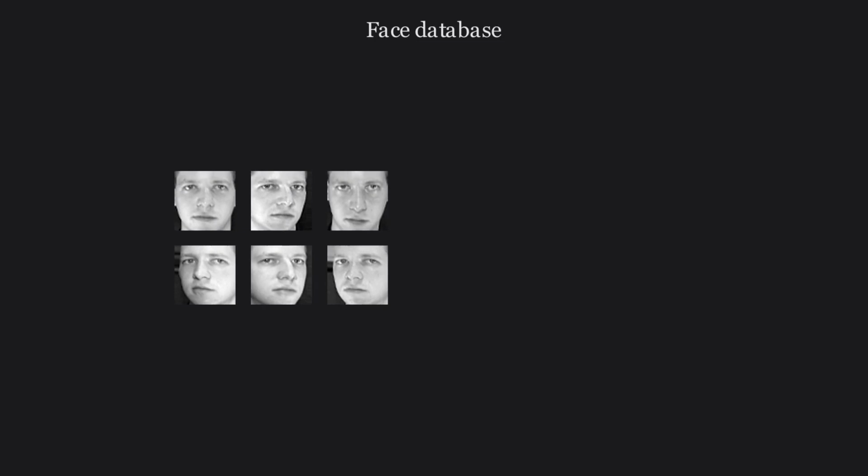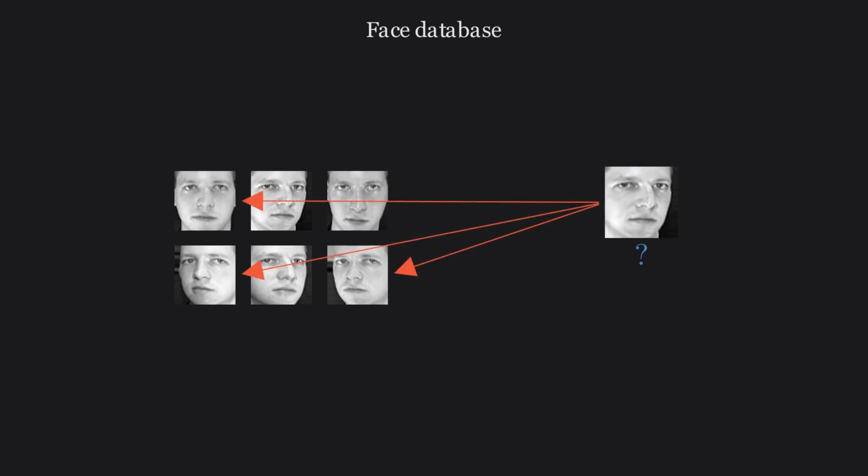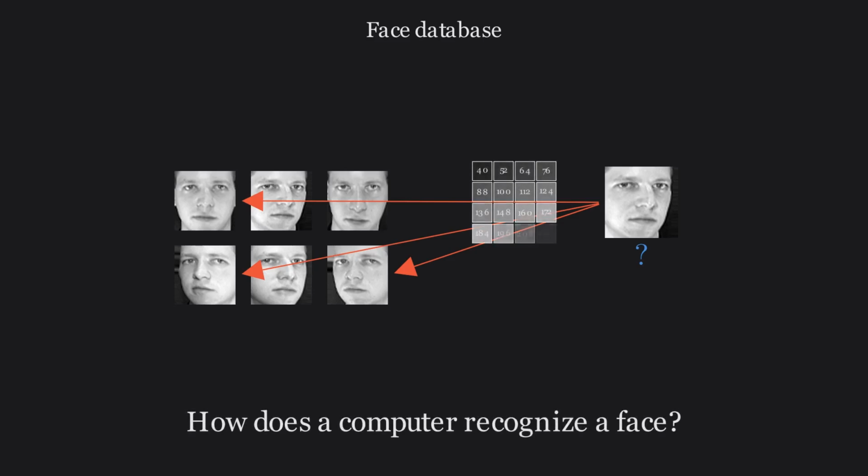Imagine a database of faces. A new face comes in. You need to find its match. A computer doesn't see a nose, a smile, or a jawline. It sees numbers. Thousands of numbers. So, how do you compare thousands of numbers efficiently?